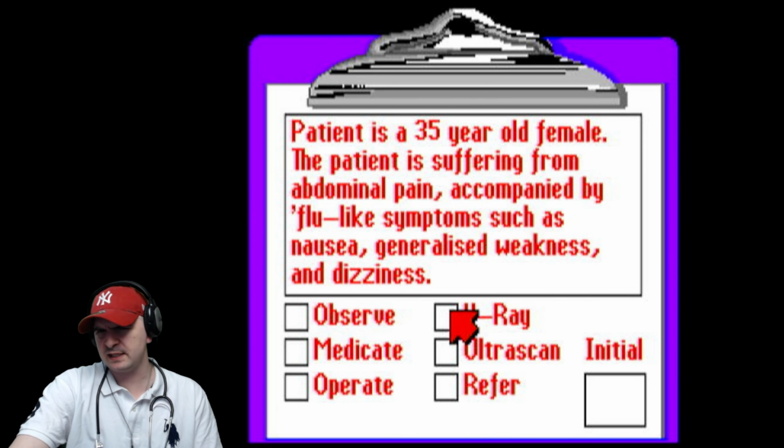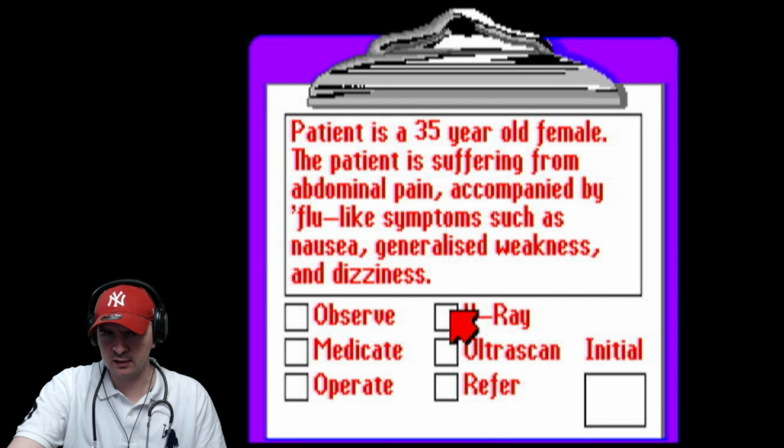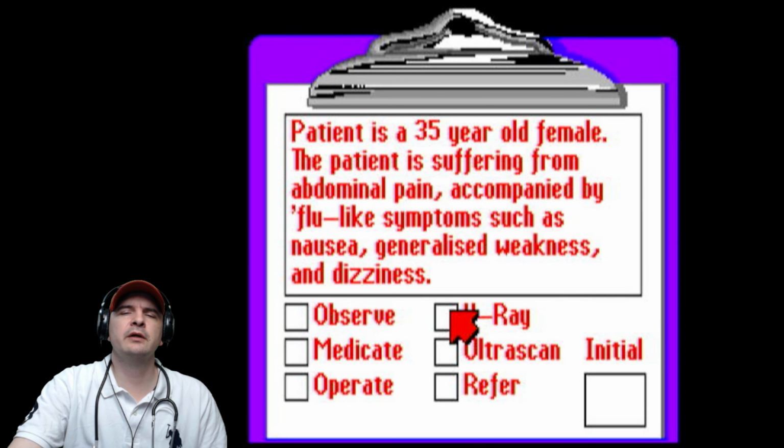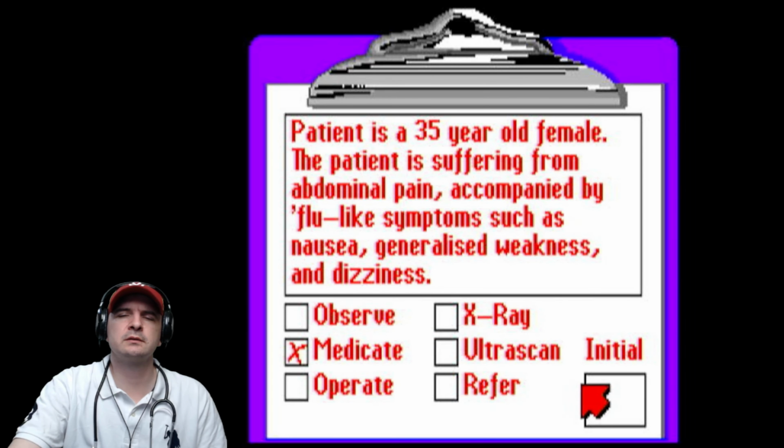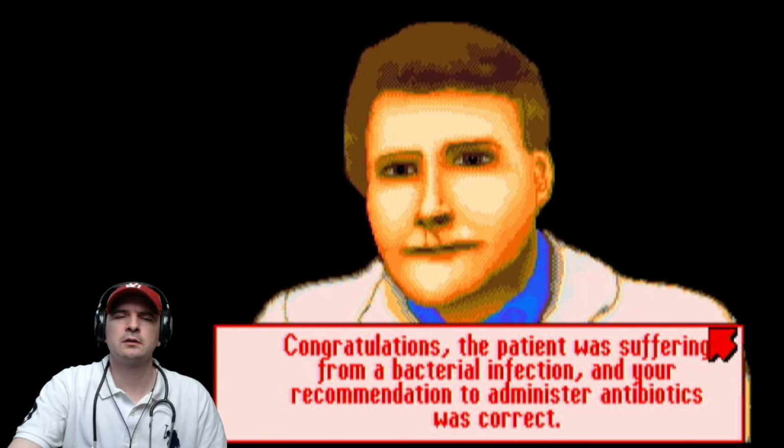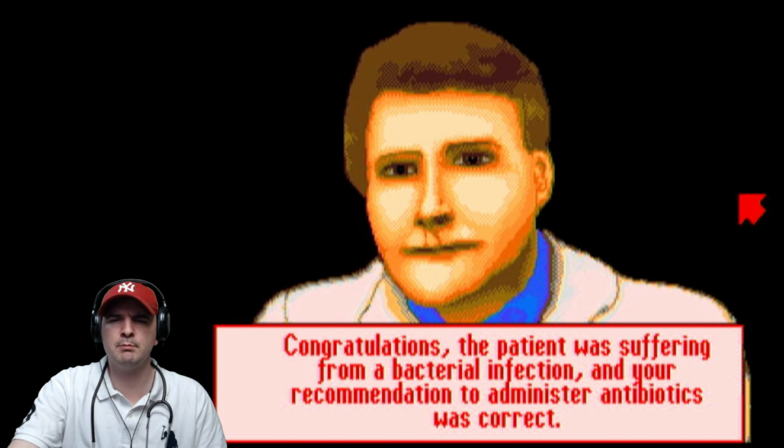See, that's not going to be kidney stones if it's everywhere. I don't think so. I think that's going to be Medicate. Congratulations, the patient was suffering from a bacterial infection and your recommendation to administer antibiotics was correct.